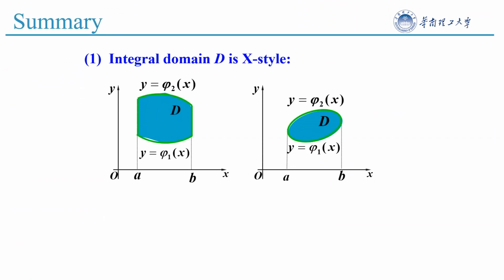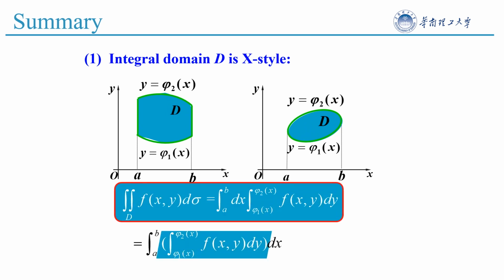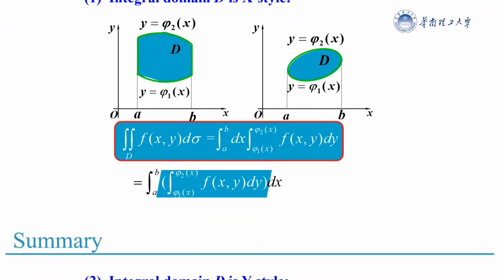In this class, we studied the double integral on a general set D. The first domain D is an x-type region. The double integral can be converted into an iterated integral. First, integrate with respect to y, then integrate with respect to x.